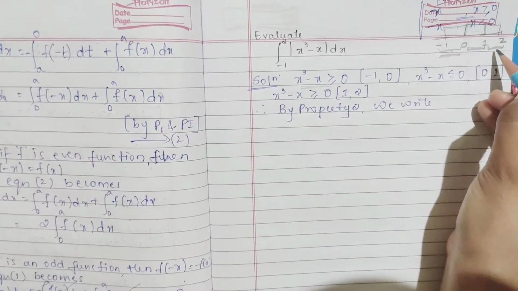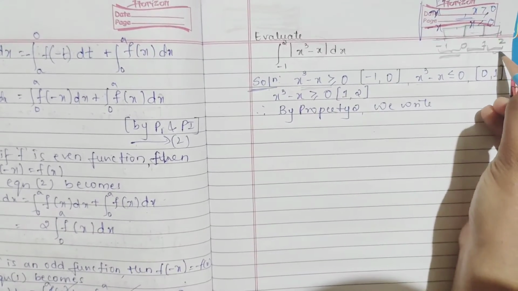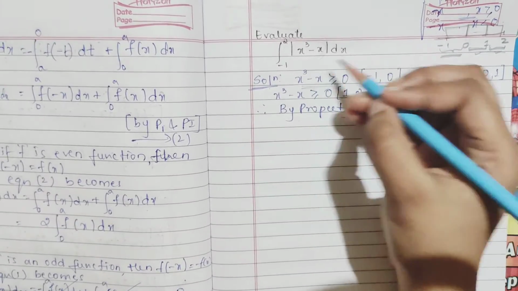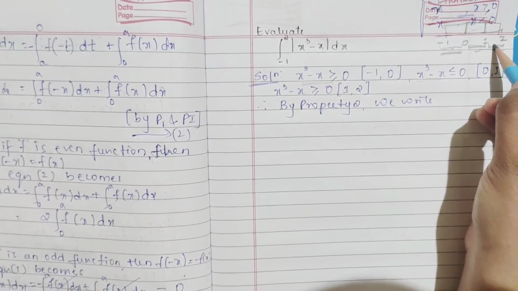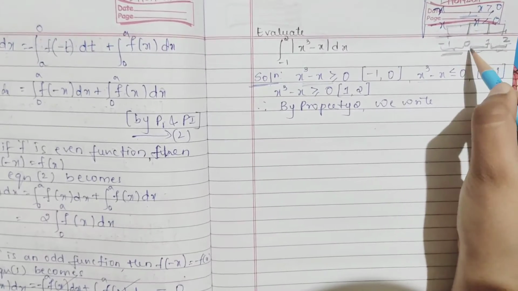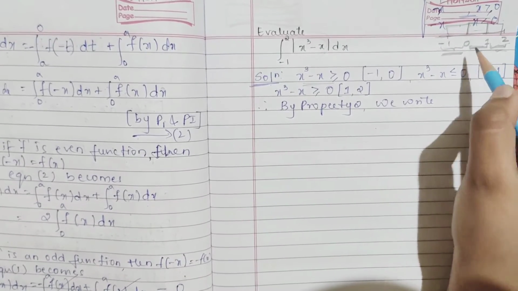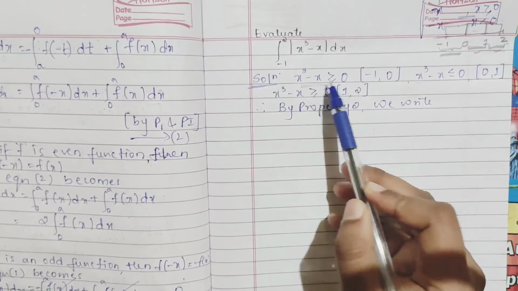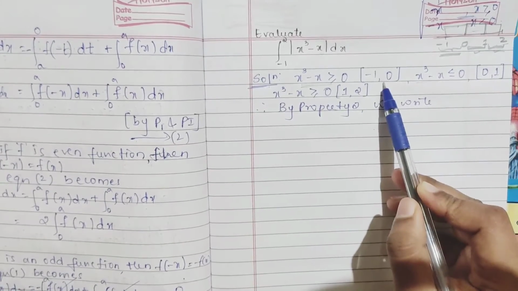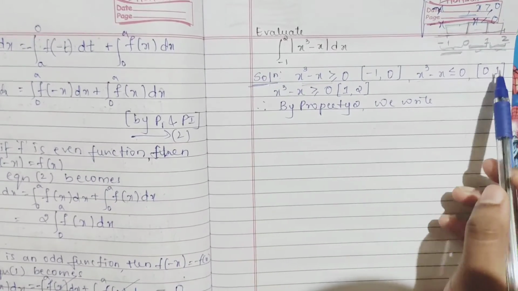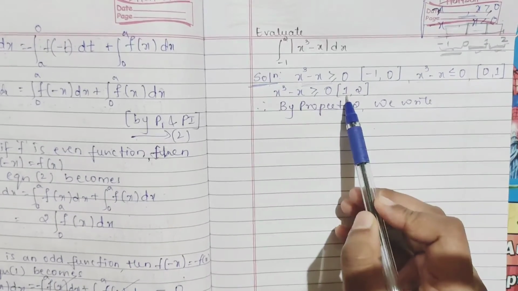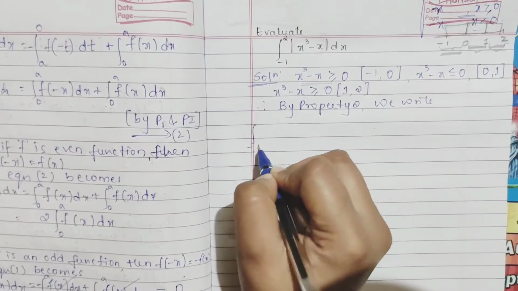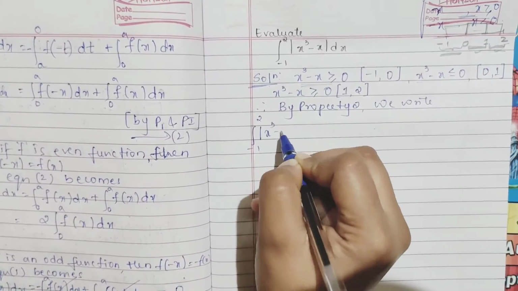Usually, if you consider positive and negative, then the remaining part we are also considering as positive. Meaning, mod we are splitting when it is greater than or equal to 0 as positive, when it is less than 0 as negative, like this we are considering. So, the same they have written: x cube minus x is positive in the interval minus 1 to 0, negative in the interval 0 to 1, and again positive in the interval 1 to 2. So, by property 2 we write, minus 1 to 2 mod of x cube minus x dx.